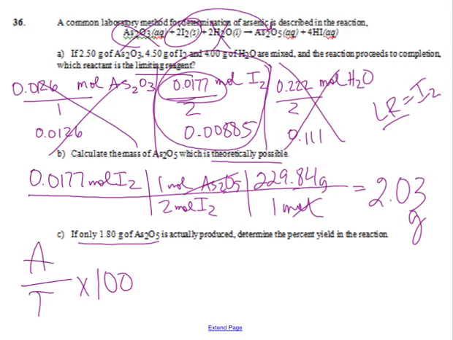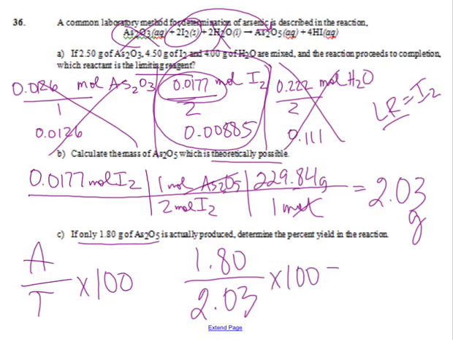So, actual over theoretical times 100. Our actual yield is only 1.80. Our theoretical yield is 2.03. What do we get? 88.7? Okay. Yay. That's better than 50% in the last problem. So this year we're actually going to get to run some experiments where you will test your percent yield. And I just heard a number, someone shouted out a number that was actually smaller than 1.8. Can you have a percent yield that's over 100? Any ideas?